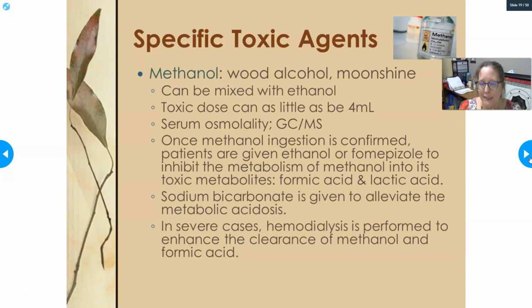And so the idea is to block the metabolism of methanol by saturating the enzymes with ethanol, therefore allowing the body to simply pass methanol in the urine as methanol and not as its toxic metabolites, which are formic acid and lactic acid. But if the formic acid and lactic acid do accumulate, then sodium bicarb can be given to alleviate the metabolic acidosis. And in severe cases, you might have to do hemodialysis to clear the methanol and the formic acid.